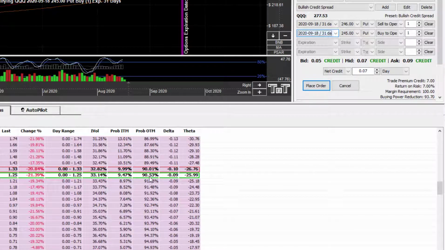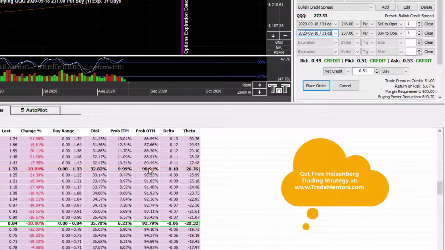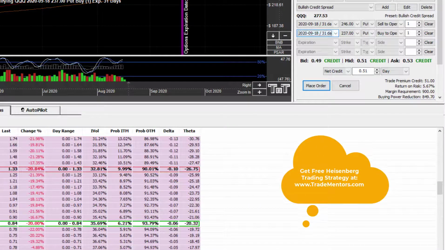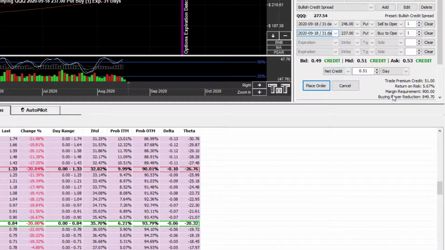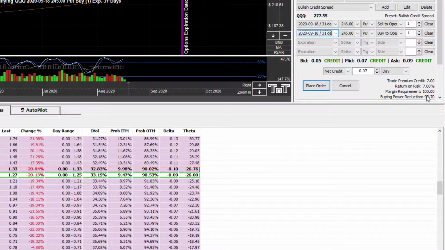Holy cow. We just dispelled a great rumor that you need to have your insurance policy a long ways away from the actual purchase or sale of your put option, right? Look at that. The put option is a 90% probability of being out of the money. We've got our insurance policy way down here with a great big deductible. Margin requirement $900 to get a 5.67% return. Well, watch this. We can get a higher return on our money. Look, we're getting a 7% return with a margin requirement of $100.